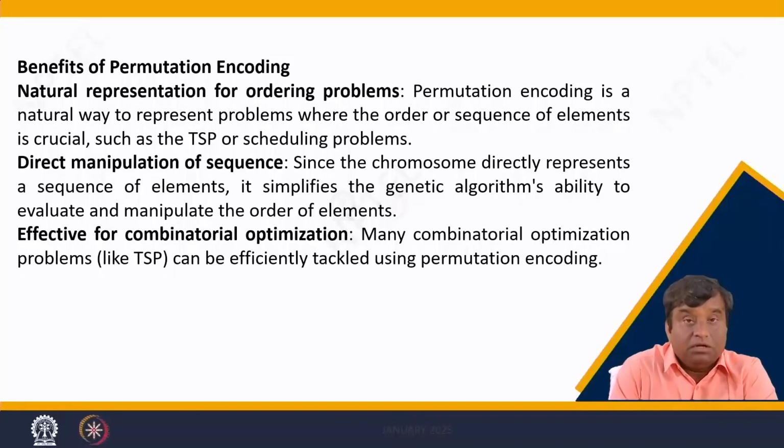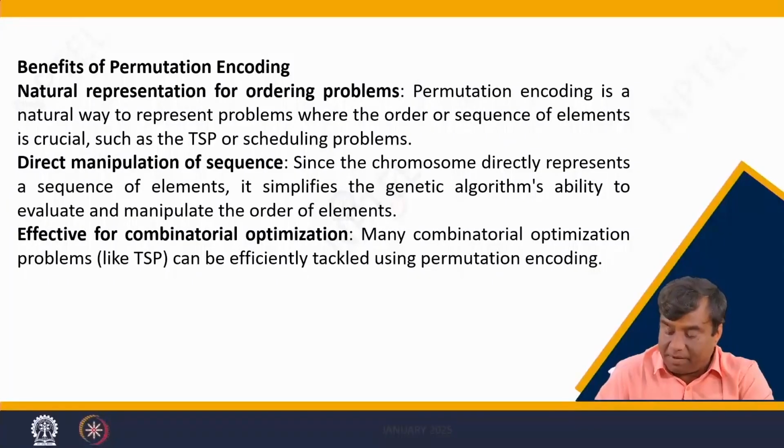First, a natural representation for ordering problems. Permutation encoding is a natural way to represent problems where the order or sequence of elements is crucial, such as TSP or scheduling problems. Direct manipulation of sequence: since the chromosome directly represents a sequence of elements, it simplifies the genetic algorithm's ability to evaluate and manipulate the order of elements. Effective for combinatorial optimization: many combinatorial optimization problems like TSP can be efficiently tackled using permutation encoding.